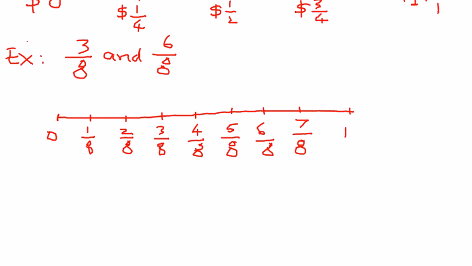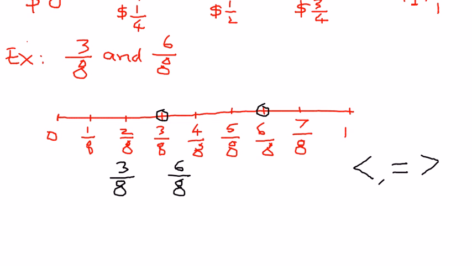If that is what I have, I want to then represent these two fractions on this number line. 3/8 is right there, 6/8 is right there. We need to be able to compare these two fractions, 3/8 and 6/8. We need to put a less than symbol or equal to symbol or greater than symbol between these two fractions. To find the order relation between two fractions with the same denominator, we compare the numerators. If the denominators are the same, we compare the numerators.